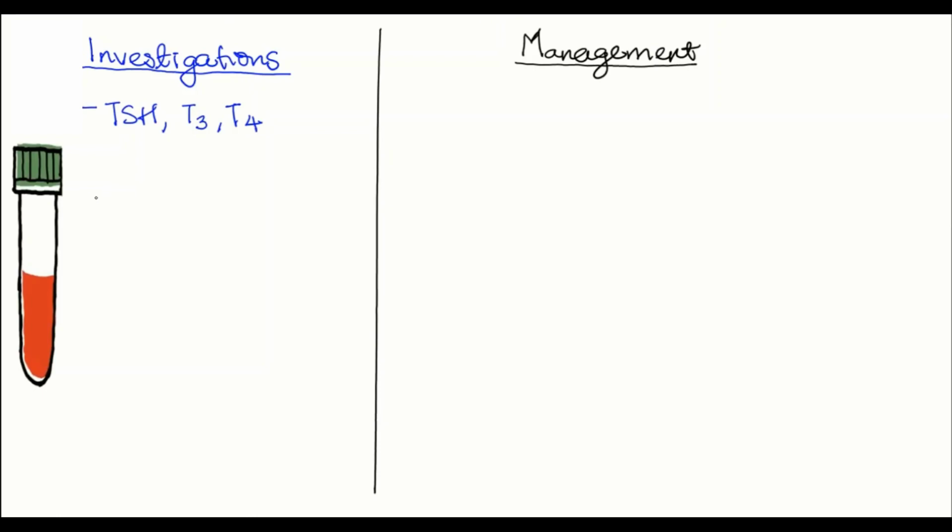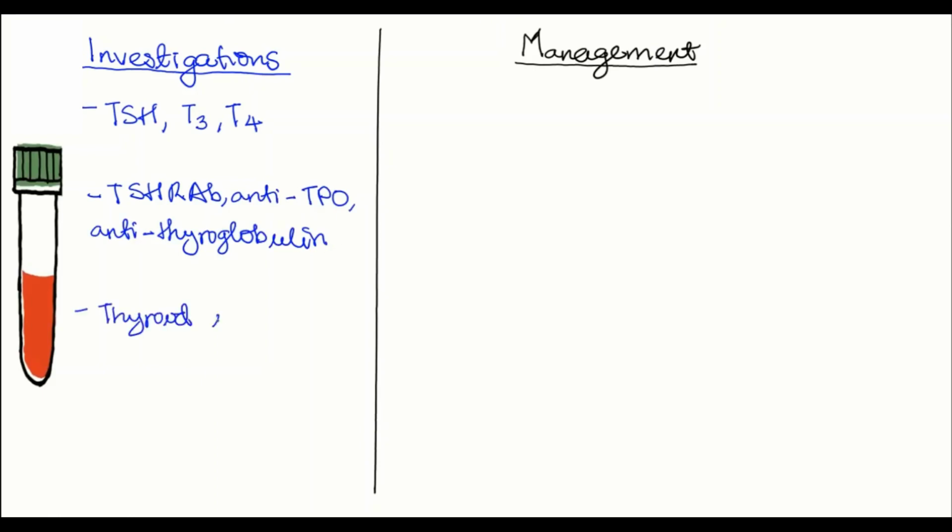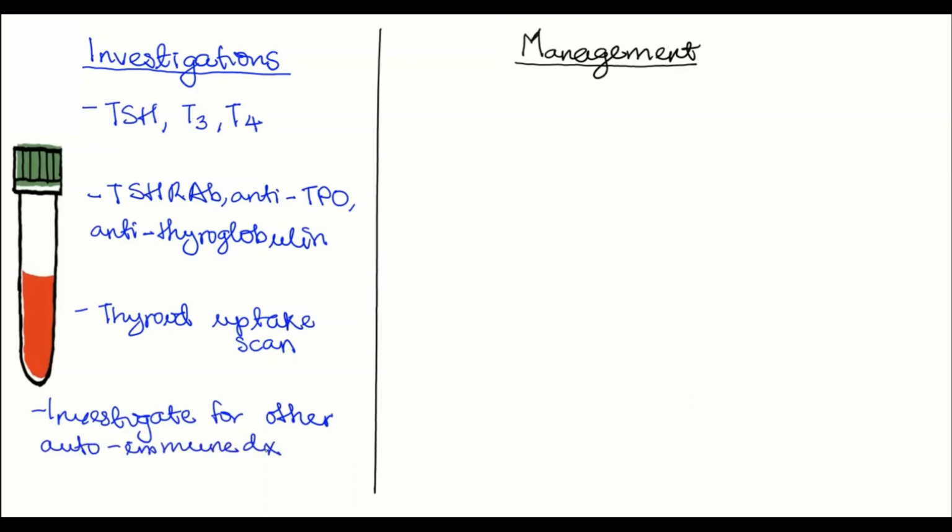Next investigation you'd like to do are TSH receptor antibodies, antibodies to thyroid peroxidase or thyroglobulin, and this would commonly be seen in patients with Graves' disease. A thyroid uptake scan can be done in cases of goiter. Because Graves' disease is an autoimmune disease and it has been established that there's a relationship between Graves' disease and other autoimmune disorders, it may be useful to investigate for these as well. So think of diabetes mellitus, pernicious anemia, myasthenia gravis, vitiligo.